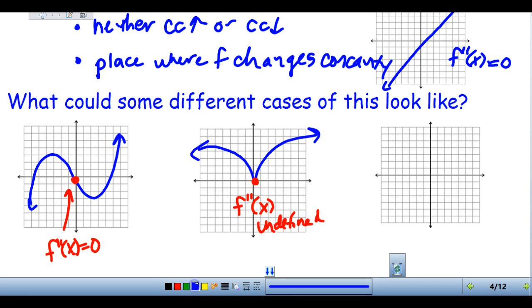The third behavior I'd like to look at is that oftentimes vertical asymptotes can be a place where the function changes concavity. We have to be a little bit careful with this description because along this vertical asymptote, this point's not actually in the domain of the function, but it does show up as a place where the second derivative is undefined. Notice that the function's concave down here and concave up here.